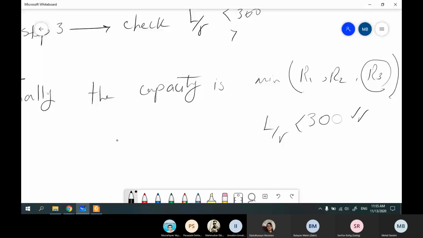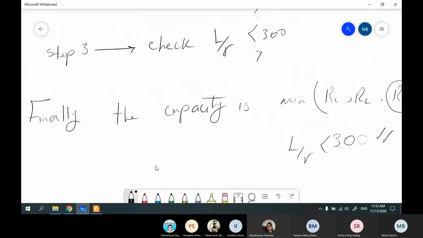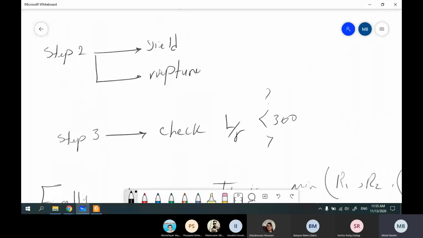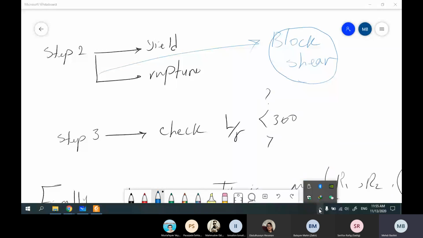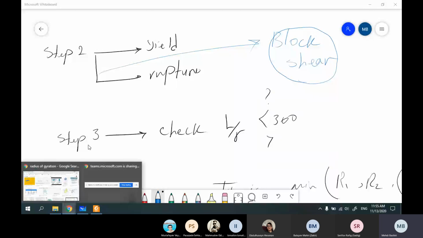Okay, what is the third one? So far we talked about the yield and rupture. The last one is block shear. It's a little difficult, not difficult, it takes time to find. Block shear. Okay, let me see if I can show you some photos about block shear.